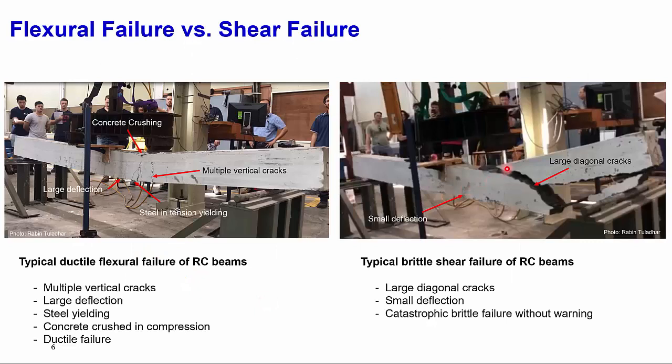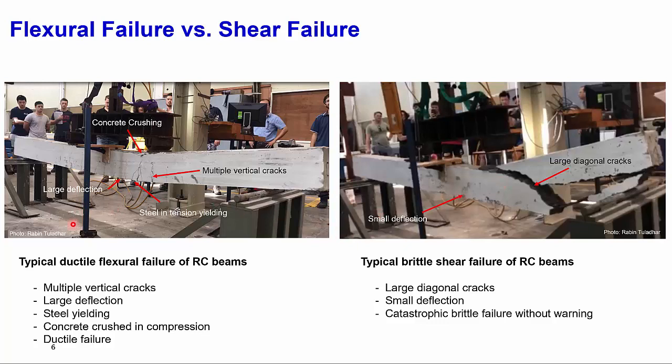The shear failure in a reinforced concrete beam is characterized by large diagonal cracks in the shear span, where the shear force is maximum. There is not much deflection in the beam, so you cannot get enough warning when these kinds of structures fail. The failure is very catastrophic and brittle. We don't want our structures to fail in this manner.